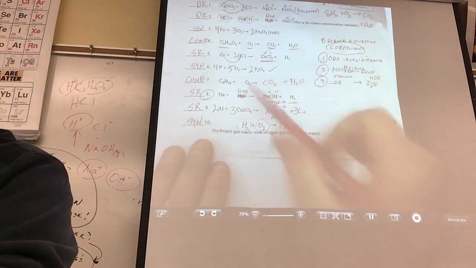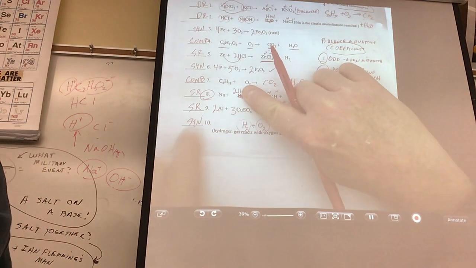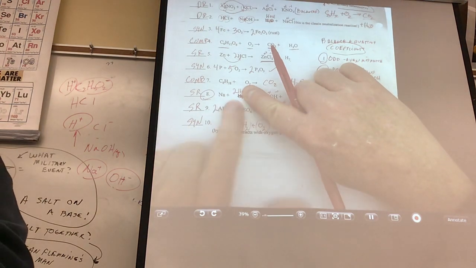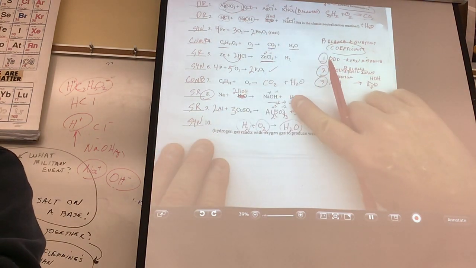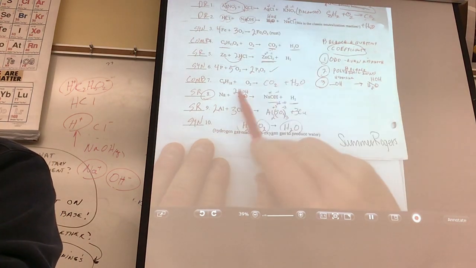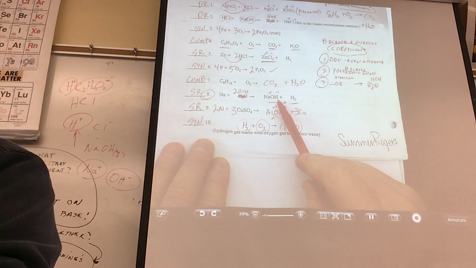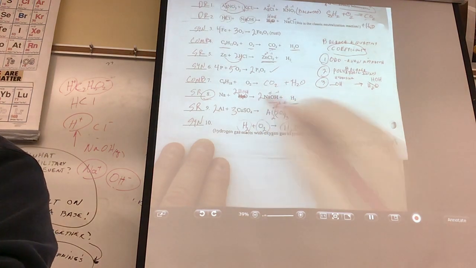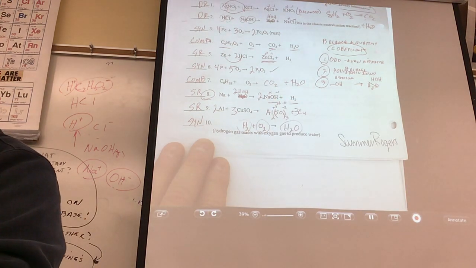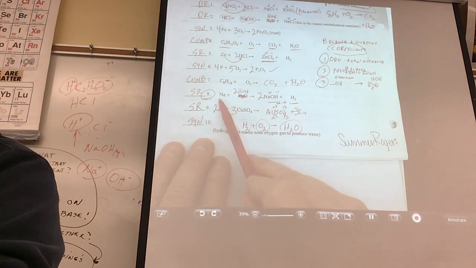So what am I going to do about it? I'm going to put a big old fat 2 there, big coefficient. Now how many hydrogens are not in hydroxide? 2. But how many hydroxides does that give you? 2. How many hydroxides over here? Only 1. How are you going to fix that? Now I have 2. And then we have one more thing to do. How many sodiums does that give you? 2. Uh-oh.